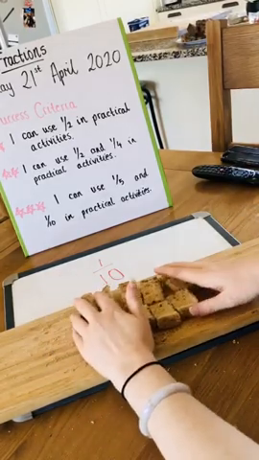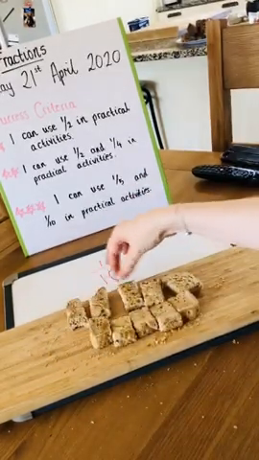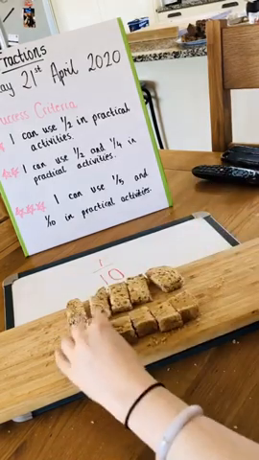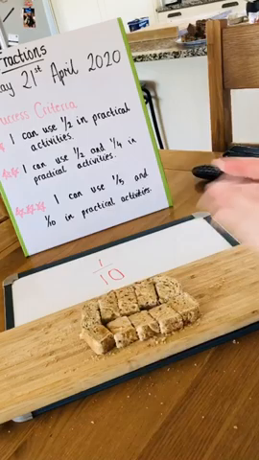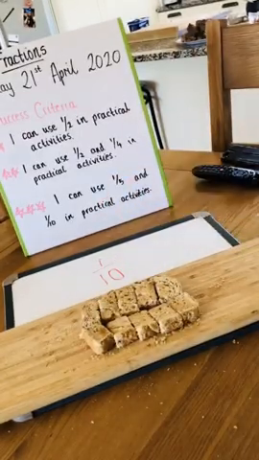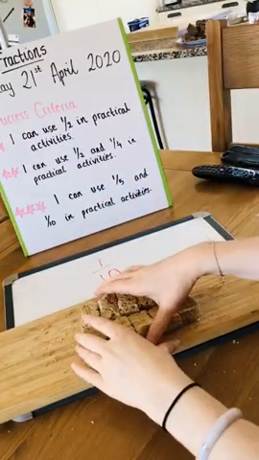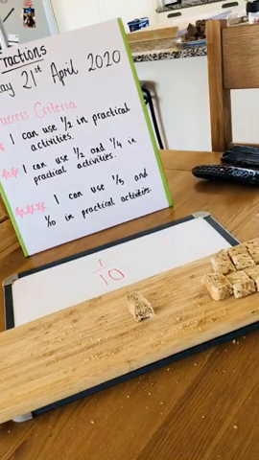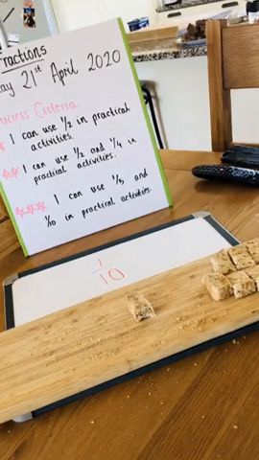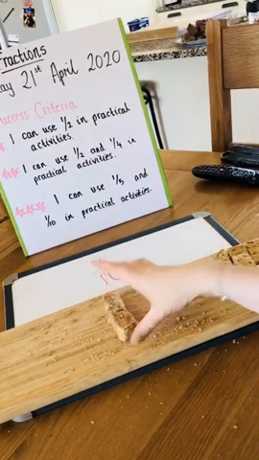So shall we check to see if that's right? We've got 1, 2, 3, 4, 5, 6, 7, 8, 9, 10. 10 bits there. But we only want 1 bit, 1/10. Okay, so we need to put all the rest away and have 1/10 left. And this is a good way of seeing that 2/10 is equal to 1/5. So that is our lesson today.